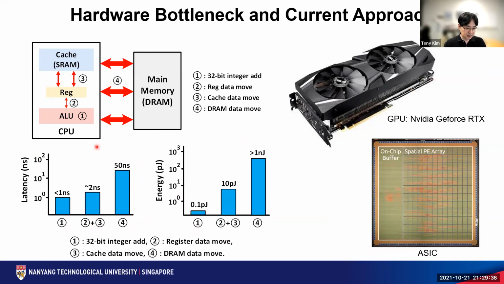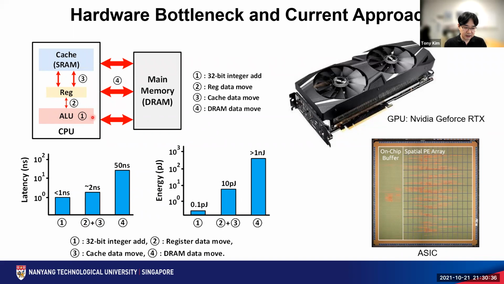This one is showing the latency and the energy depending on where you are fetching the data. For example, if you are processing data inside your arithmetic logic unit, then your latency will be less than 1 nanosecond, and you are consuming just 0.1 picojoule for one function. But if you read data from the register file for processing, then the latency will be at least doubled, and the energy consumption will be 100 times more. If you need data from SRAM, then latency and power are similar, because register files and SRAMs are very close to each other.